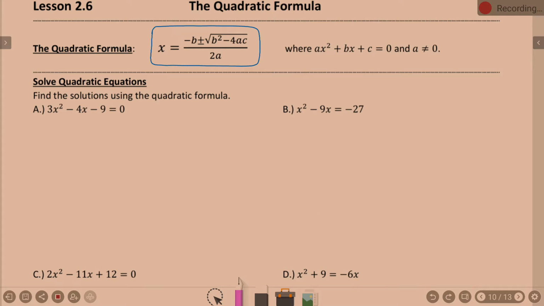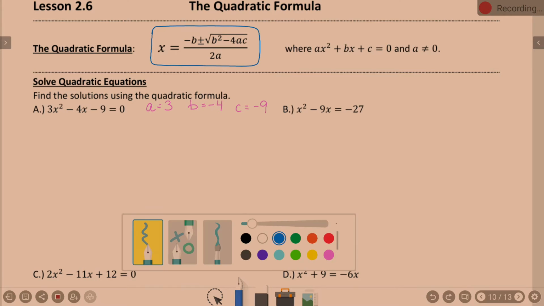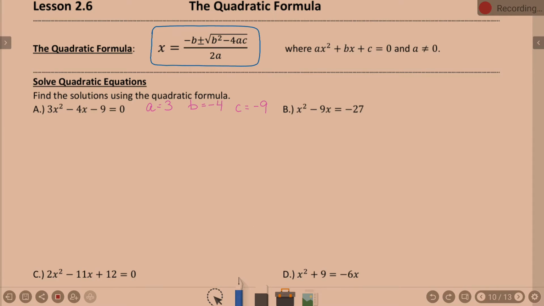What are my ABCs? What is a? 3, because it's in front of x squared. What is b? Negative 4, because it's in front of x. And what is c? Negative 9, because it's the constant at the end. And note, my equation does already equal 0. So we're going to fill in that quadratic formula and work on taking the steps.